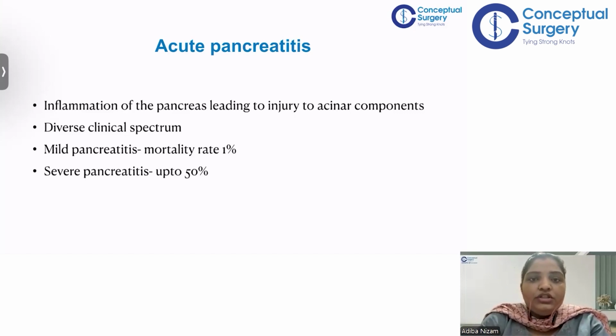Now, moving on, in this lecture, we'll be covering the etiology of acute pancreatitis, the pathogenesis, the pathophysiology, and the clinical presentation of pancreatitis. We are going to attempt to classify pancreatitis based on its severity. Then we'll be discussing the management of acute pancreatitis.